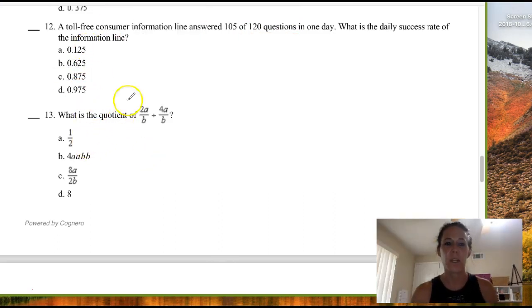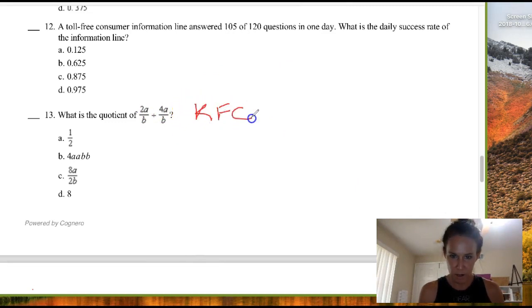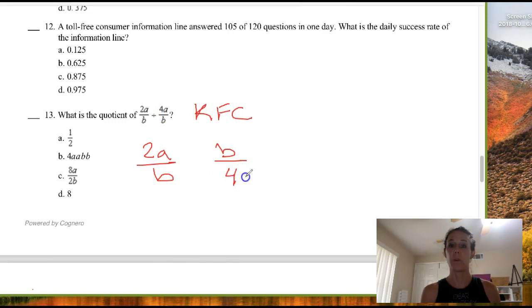Okay, so number 13, what's the quotient of 2a over b divided by 4a over b? We have two fractions with some division. So whenever I'm dividing fractions, I remember KFC, finger-lickin' chicken, KFC. I'm going to keep the first fraction. I'm going to flip the second fraction. That's the reciprocal when I flip it, or the multiplicative inverse. And I'm going to change the division to a multiplication. So keep, flip, change.